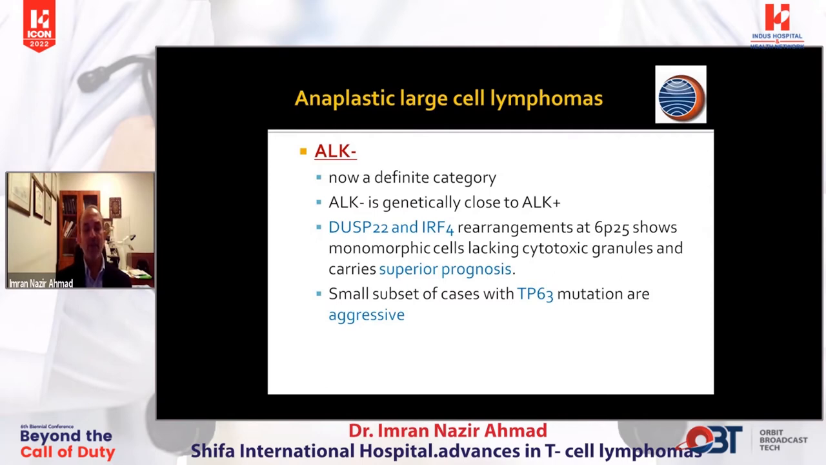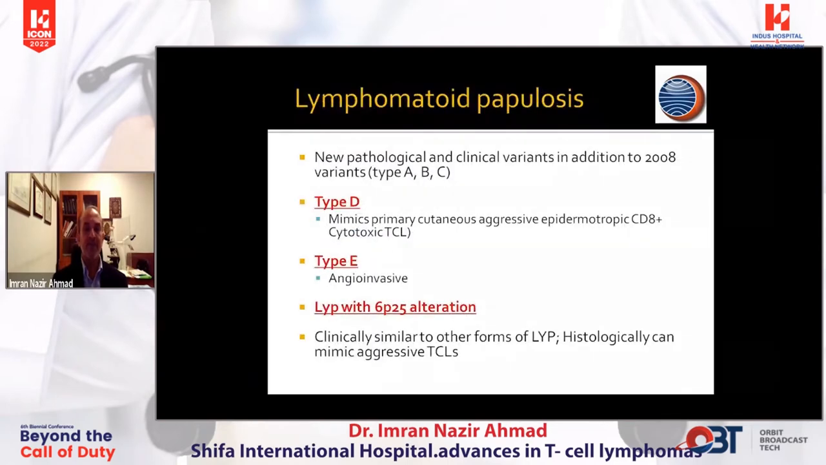DUSP22 and IRF4 rearrangements at chromosome 6p25 show monomorphic cells lacking cytotoxic granules, and they carry a superior prognosis. So by detecting this abnormality, we can have some prognostication of these lymphomas. There is a small subset of cases with TP63 mutation. They are, in contrast, more aggressive as compared to the above ones.